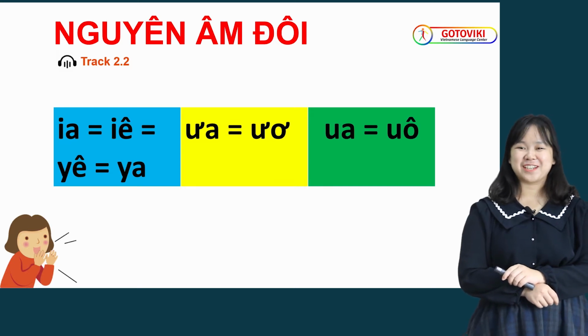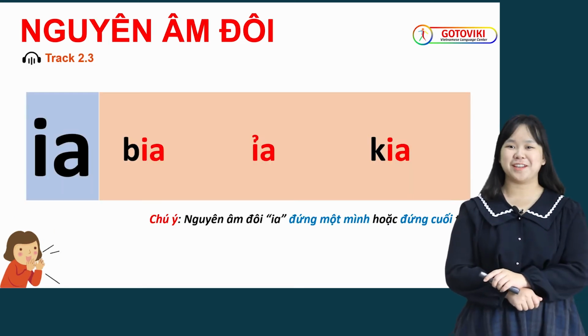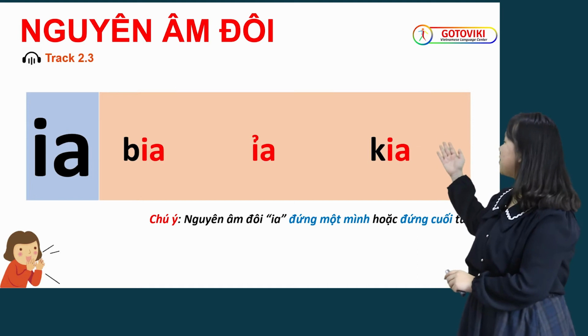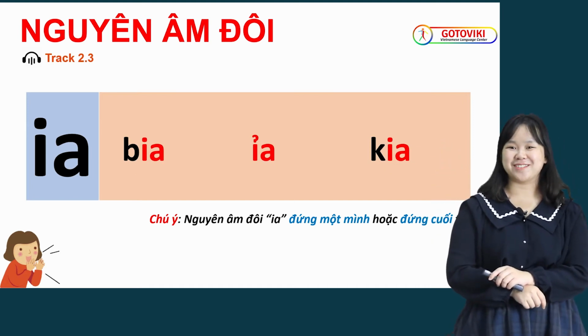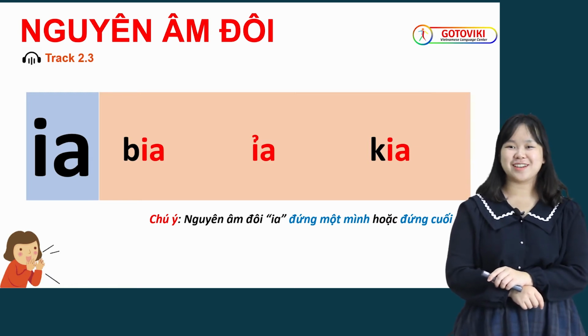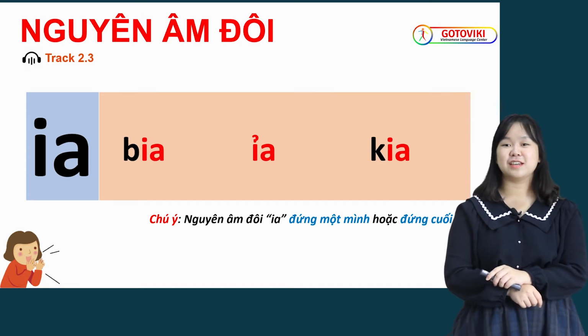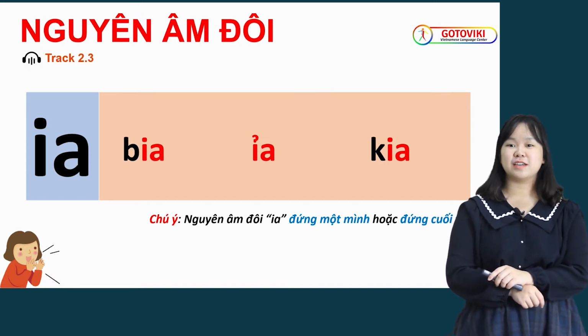Now, let's practice each of them with me. Okay, let's go. This is the first ia, which is made up of two letters, i and a, and it is pronounced ia. Repeat it after me. Ia, ia, ia.